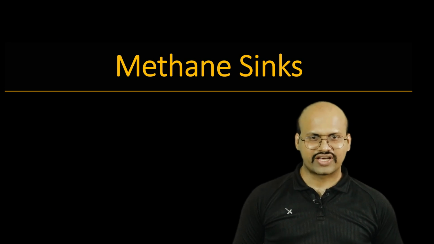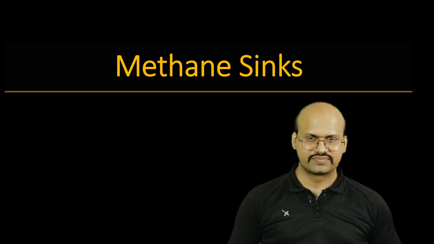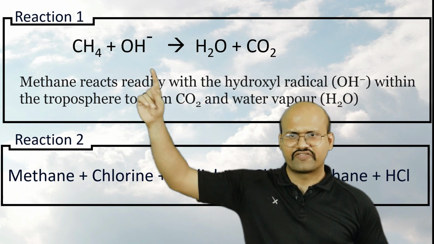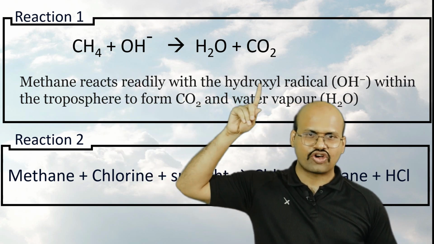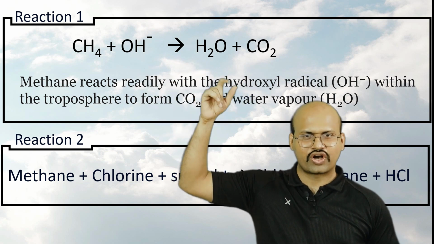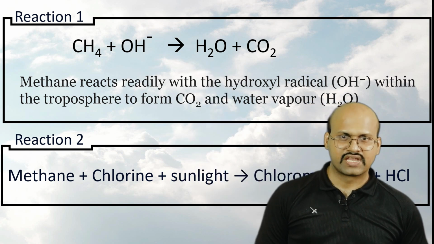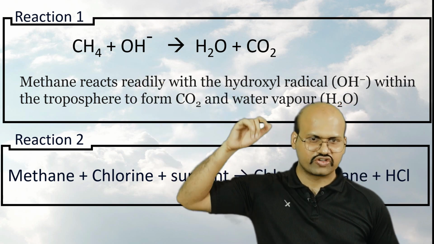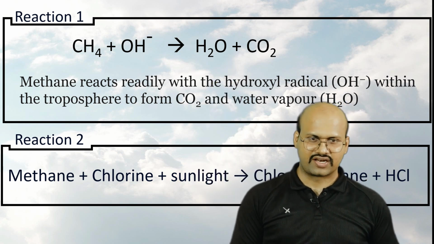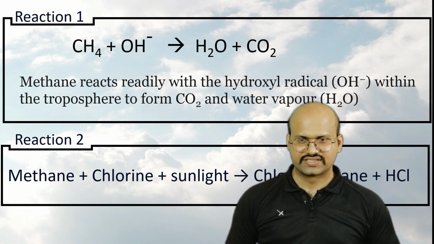Now let's see what the sinks of methane are, that is, which processes remove methane from the atmosphere. There are mainly two reactions which remove methane from the atmosphere. The first is methane reacting with a hydroxyl radical within the troposphere to form carbon dioxide and water vapor. So this reaction adds water vapor to the atmosphere. When this reaction occurs in the stratosphere, the water vapor released is used for forming stratospheric clouds, which finally deplete ozone over Antarctica and other polar regions.